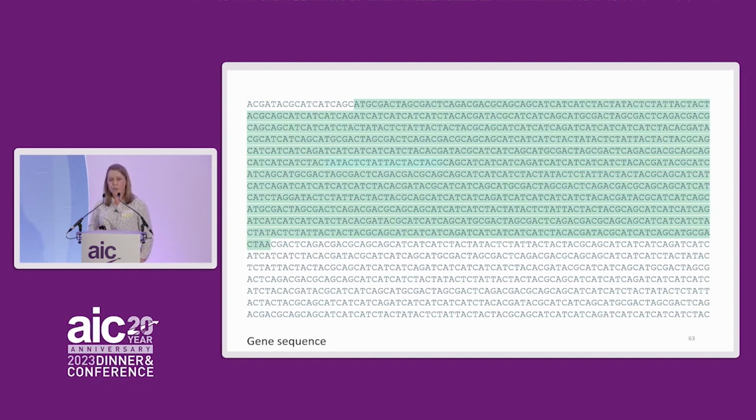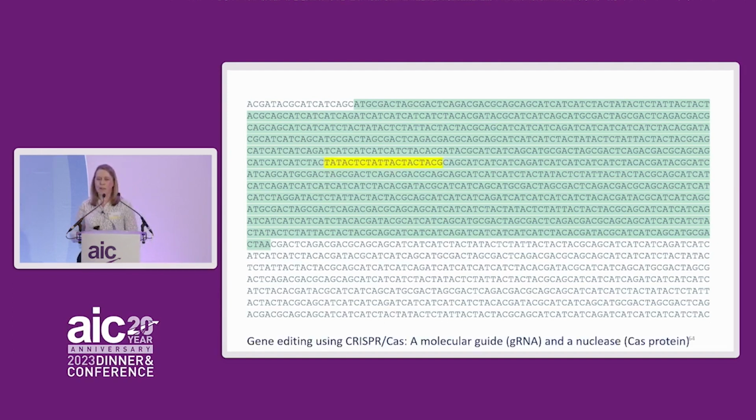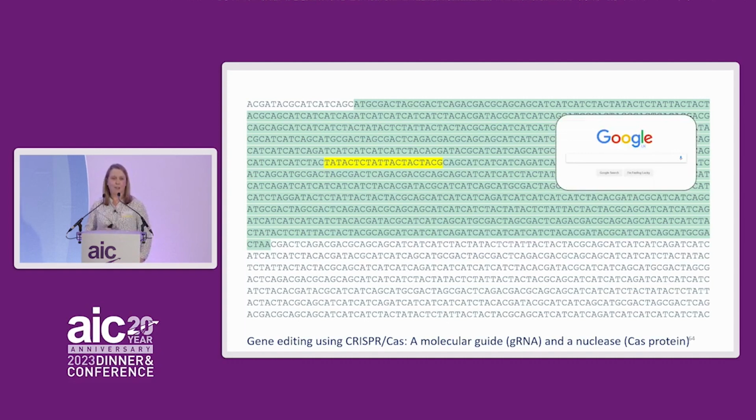And then we use computer software. Again, this is all happening on a computer. We use computer software to identify a 20-base sequence that is unique to your gene of interest and nowhere else within the genome. We would then design a molecular guide that we can introduce into the cell that hunts out this sequence. So you can imagine it's a bit like a Google search engine.